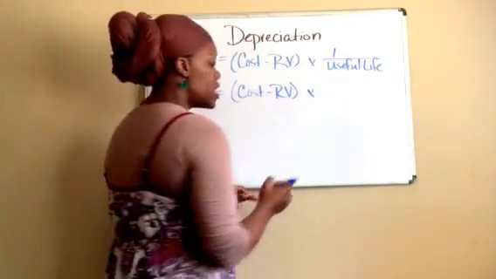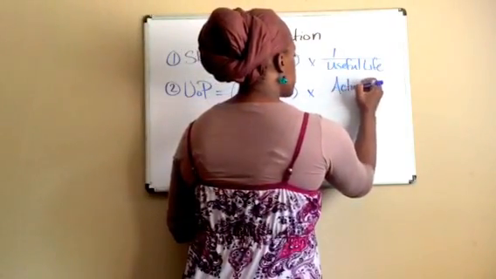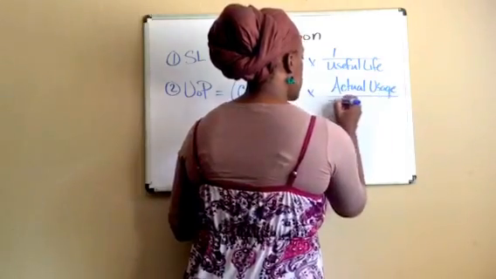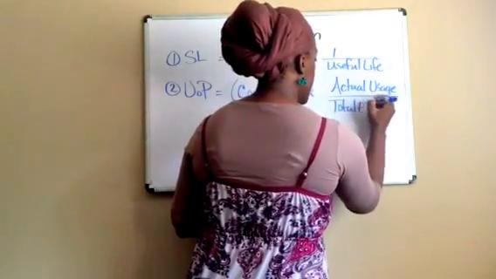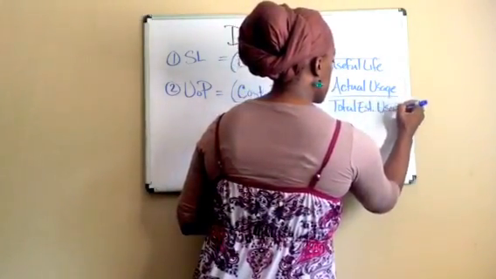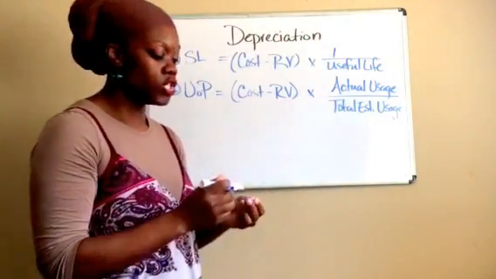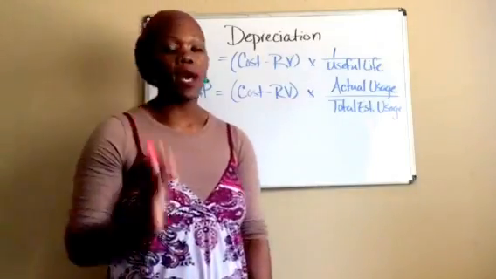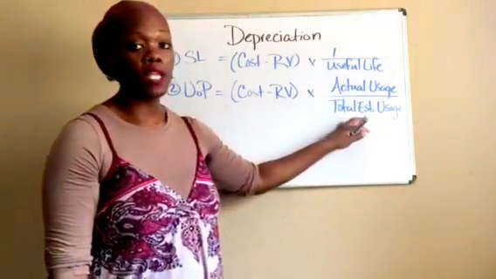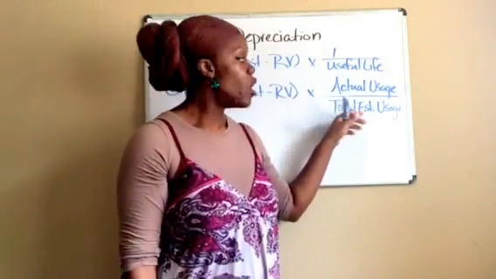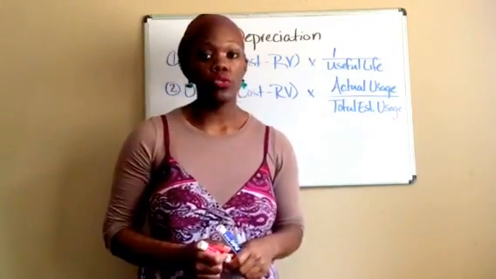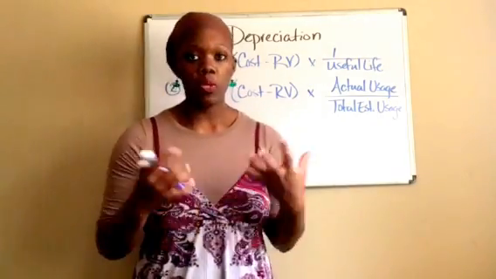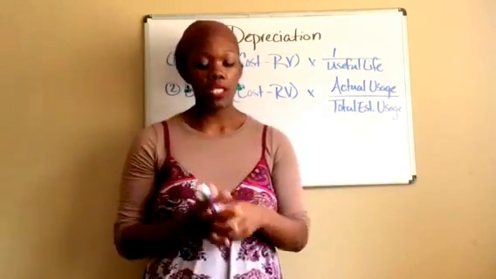We're going to multiply this by actual usage divided by total estimated usage. All right, units of production is usually if we purchase a machine and it tells us this machine is only worth 20,000 units. The total estimated usage is going to be those 20,000 units. What we're trying to figure out here for the actual usage is, well, how many of those 20,000 units did we use this period, whether it's this month, this year, whatever the case is.